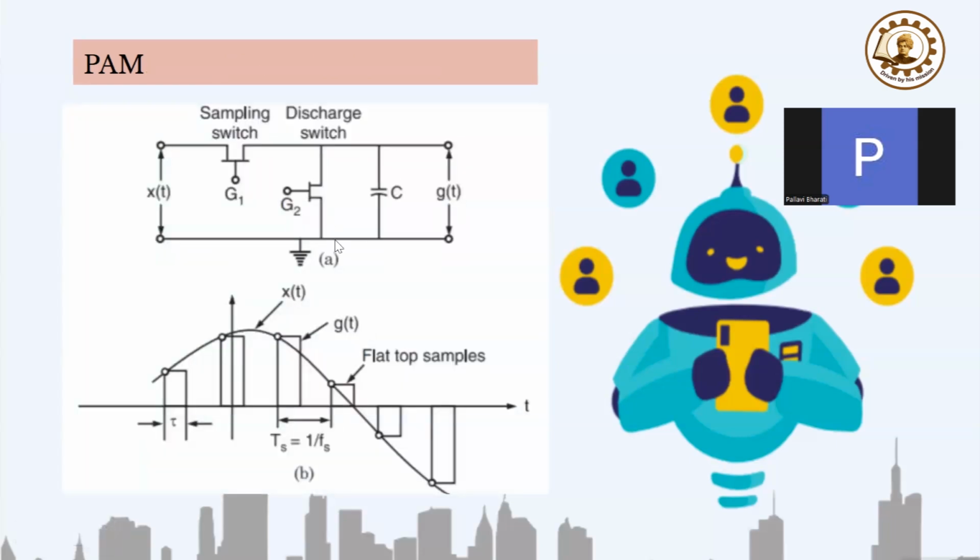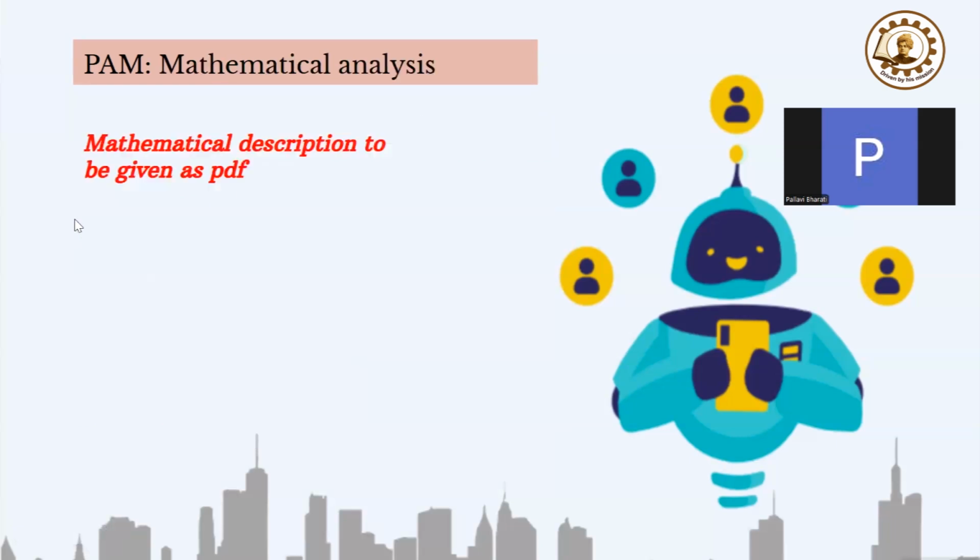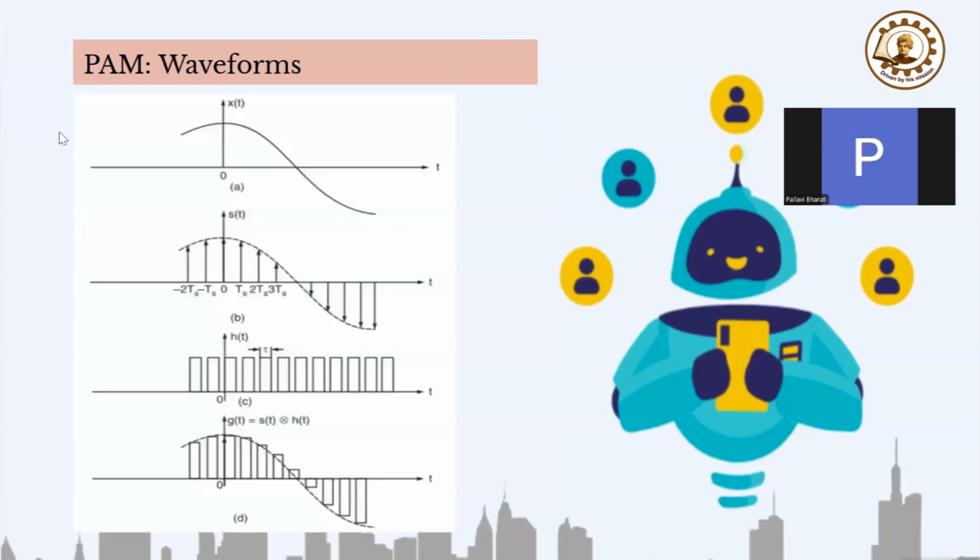So it will discharge to zero, and again the same process is going to be repeated. So these are the waveforms, PAM waveforms. You can see the same waveforms are there. That was what we studied for the flat top samples. This is your message signal. This is the Dirac delta function, or the train of impulses, and this one is the rectangular function.